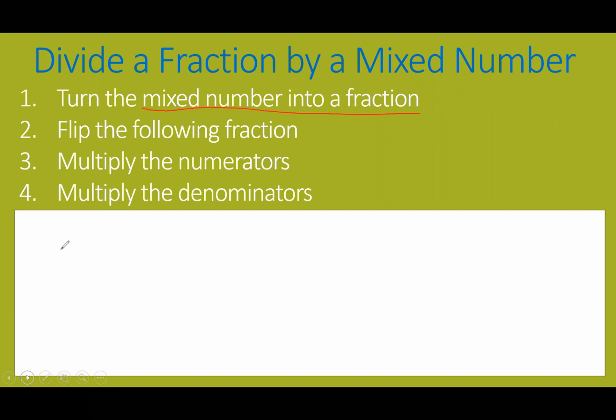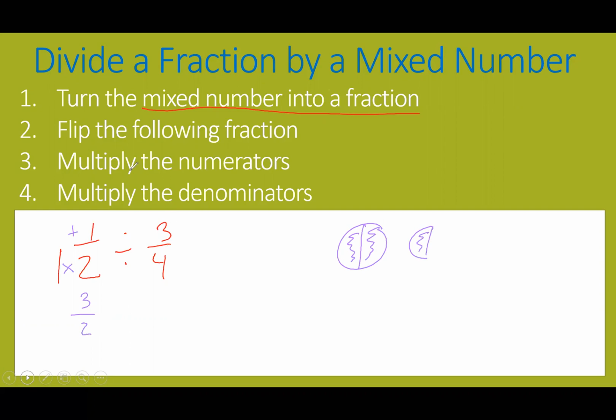So let's go with 1 and 1/2 divided by 3/4. Step 1, turn the mixed number into a fraction. So how do we do that? We multiply 2 times 1 to get 2, plus 1 we get 3. It's 3/2. And how I know that is I have 1 and 1/2 pizza. And if I'm looking to find how many halves there are, 1/2, 2/2, there are 3 halves in 1.5 pizzas.